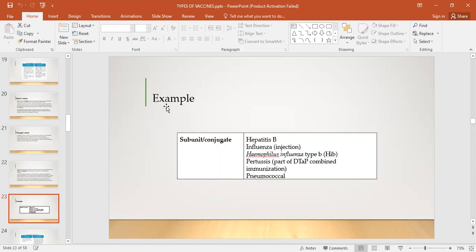Examples of subunit or conjugate vaccines are hepatitis B, influenza in the form of injection, Haemophilus influenzae type B, pertussis, which is a part of DT, aP combined, and pneumococcal.